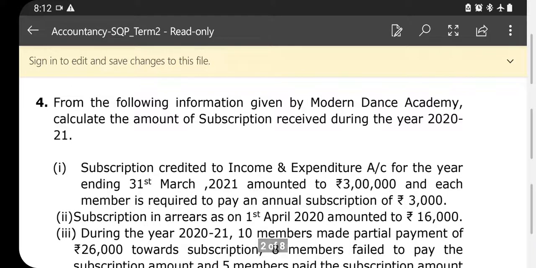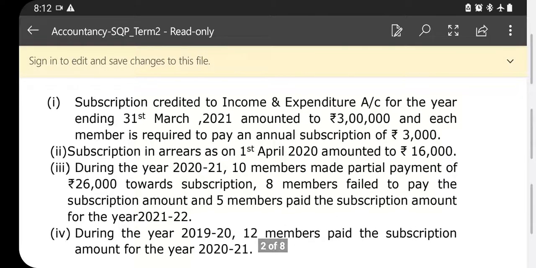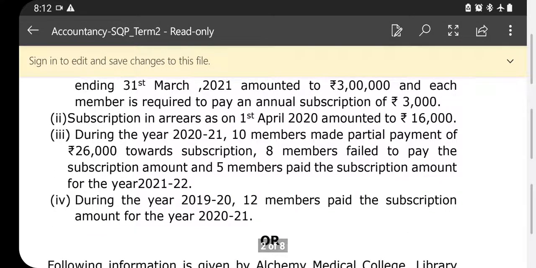Fourth question, there is an option, either or. From the following information given by Modern Dance Academy, calculate the amount of subscription received during the year 2020-21. Number 1, subscription credited to income and expenditure account for the year ended 31st March 2021 amounted to 3 lakhs and each member is required to pay an annual subscription of 3,000. Subscription in arrears as on 1st April 2020 amounted to 16,000.